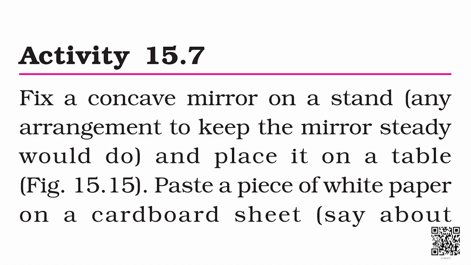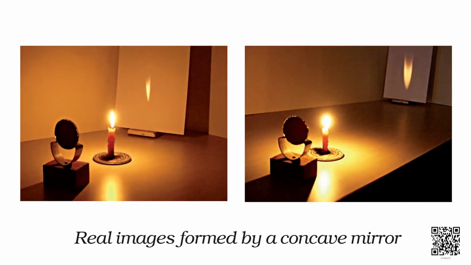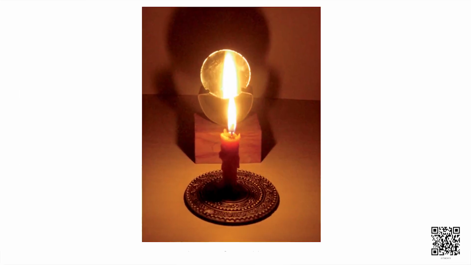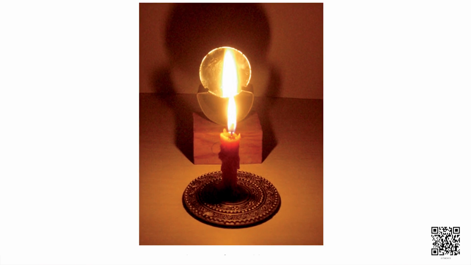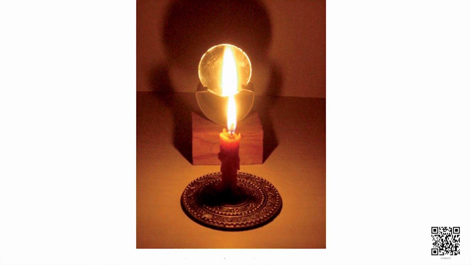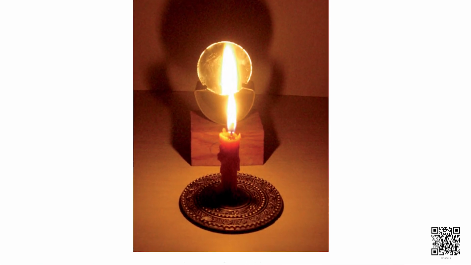Now let us try to obtain on the screen the image of a candle flame formed by a concave mirror. And again let us perform this Activity 15.7. We will fix a concave mirror on a stand and place it on a table. Then we will paste a piece of white paper on a cardboard sheet. This will act as a screen. Then we will keep a lighted candle on the table at a distance of about 50 cm from the mirror, and we will try to obtain the image of the flame on the screen.